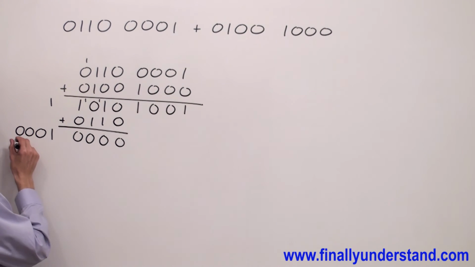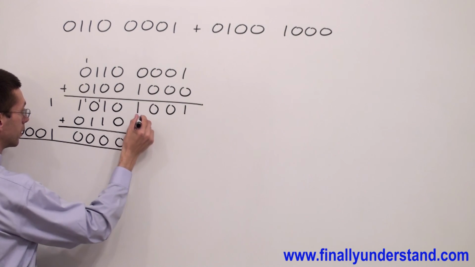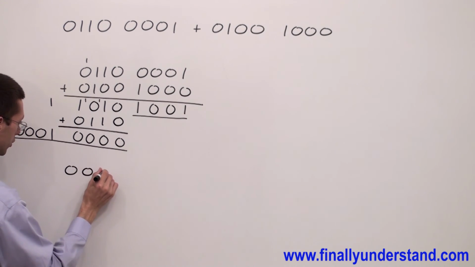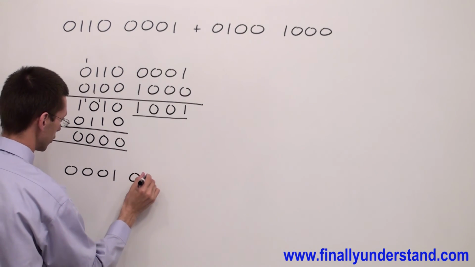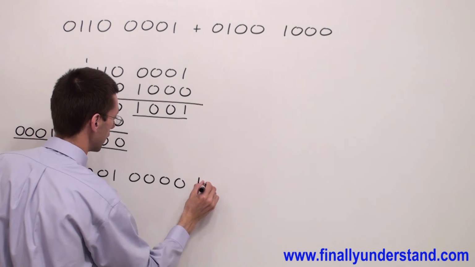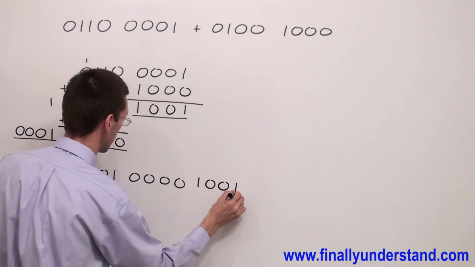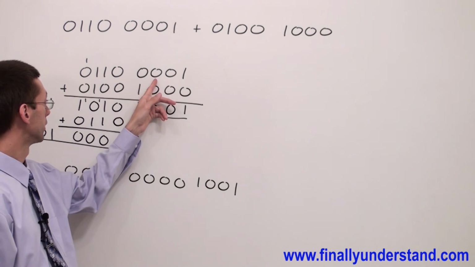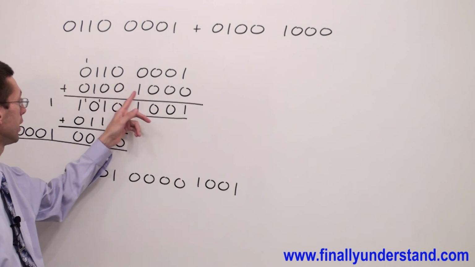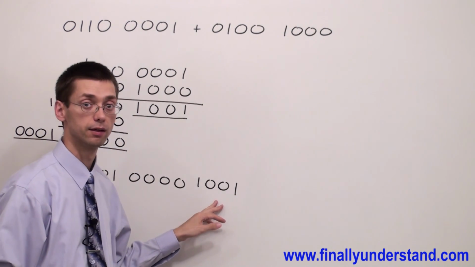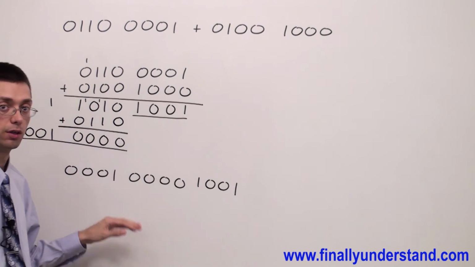So my answer is 0, 0, 0, 1, 0, 0, 0, 0, and 1, 0, 0, 1. In other words, 61 plus 48 is equal 109. And this is the solution to my problem.